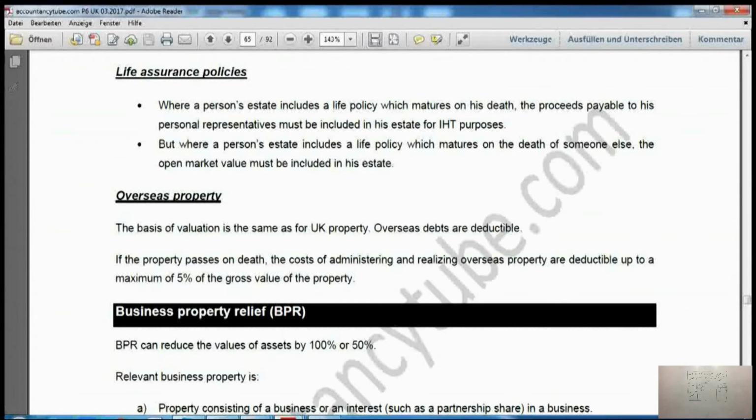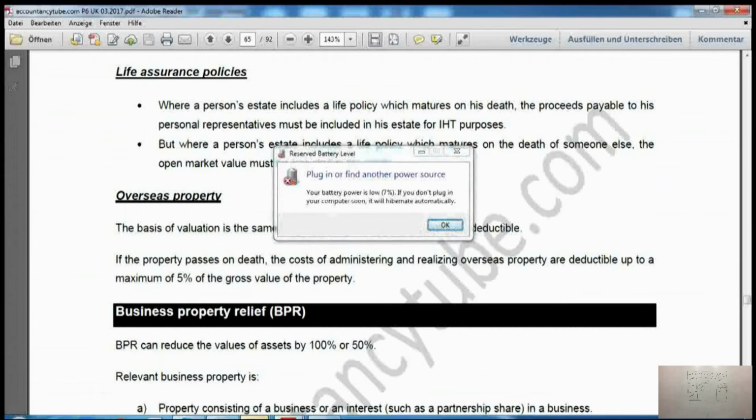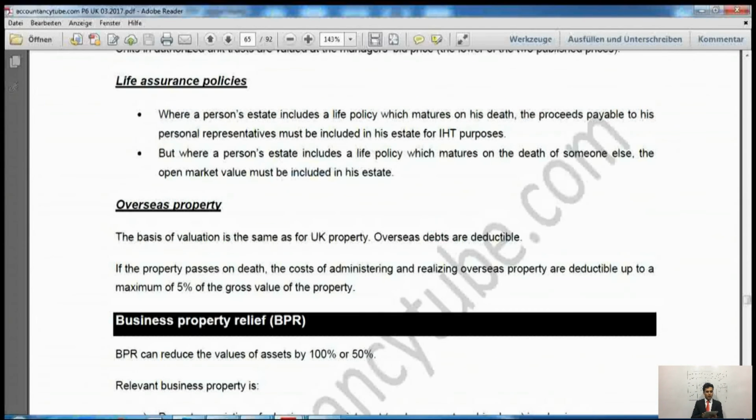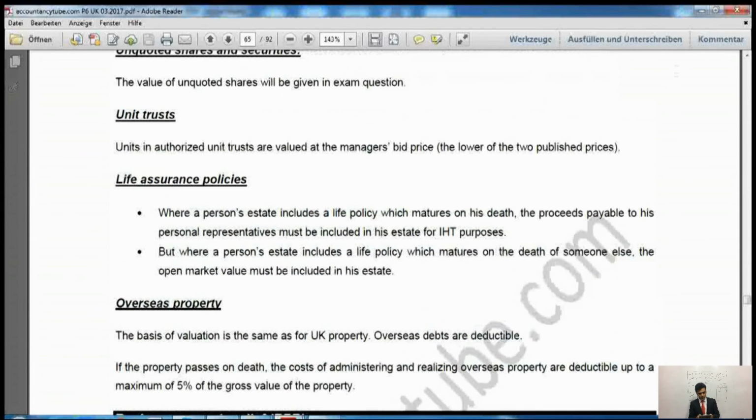And after that, it says overseas property. The basis of valuation is the same as for UK property. Overseas debts are deductible, and if the property passes on death, then the cost of administering and realizing overseas property is deducted up to a maximum of 5% of the gross value of the property. So you'll have to take 5% as administration cost of overseas property as well. All right, that's for overseas property.